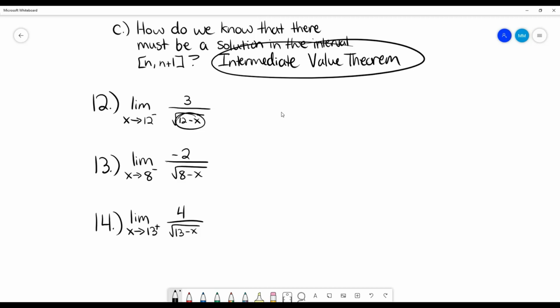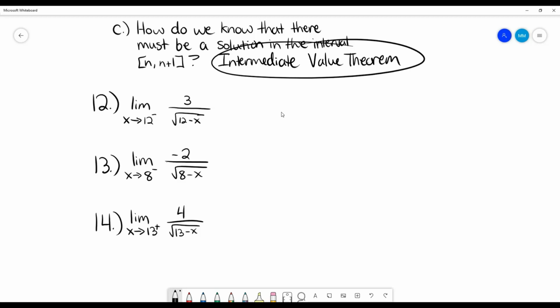That's going to be within my domain, right? Because if I have 12 minus 11, that's the square root of 1. If I've got 12 minus 10, that's going to be the square root of 2 in here. And those all work. It's only if we get values larger than 12 that we're going to be outside of our domain here. So this limit does exist.